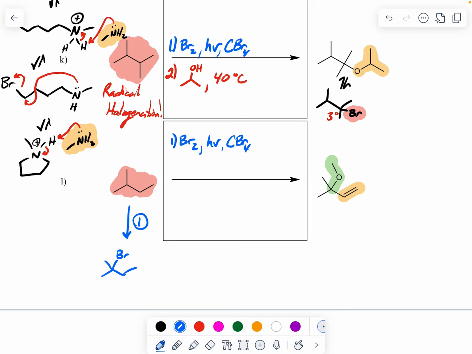Well, in the scenario of doing the elimination last, so assuming we do the installation of the ether first, we would need to have a situation where we install the alkyl bromide on that secondary carbon. This is not completely unheard of, but since radical halogenations don't usually happen very well on secondary carbons or primary carbons, that may not be our best option.